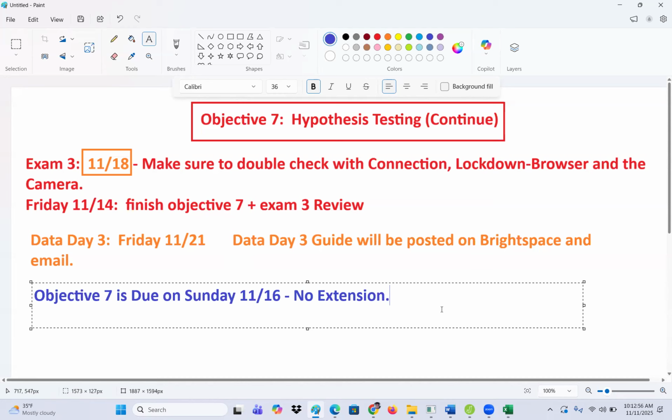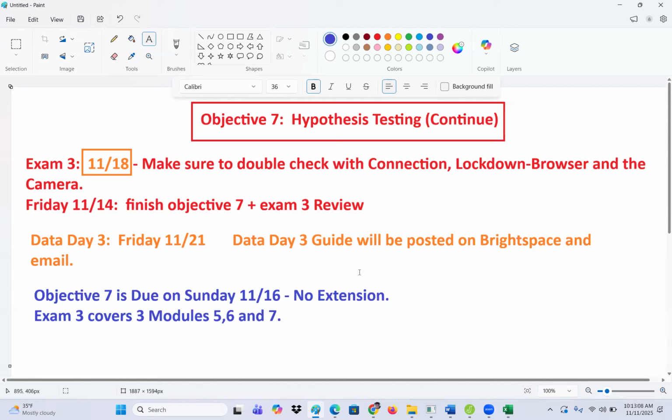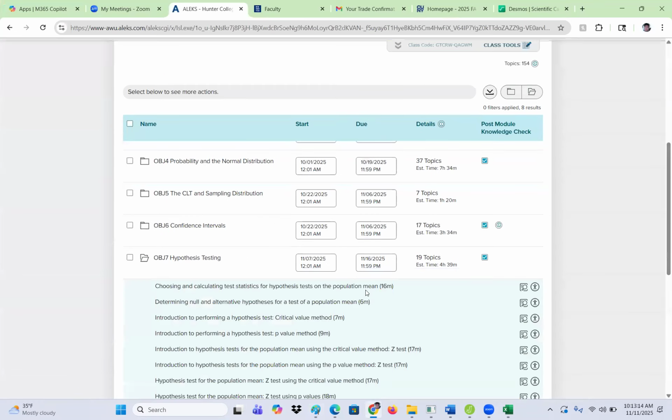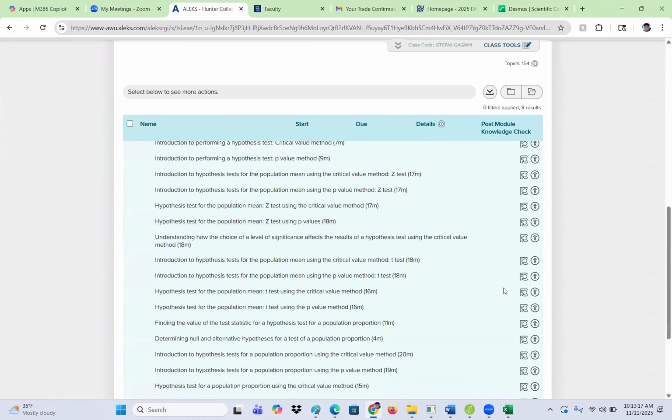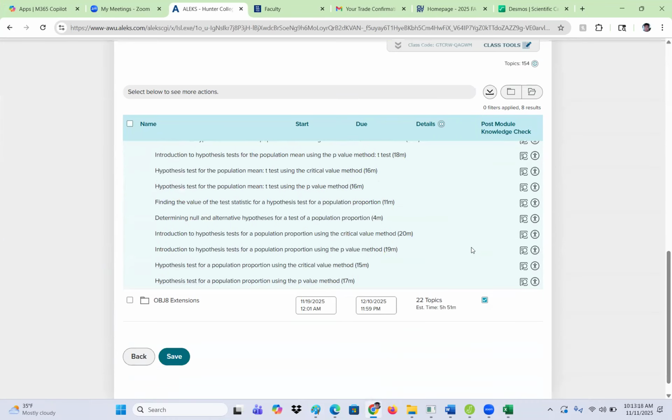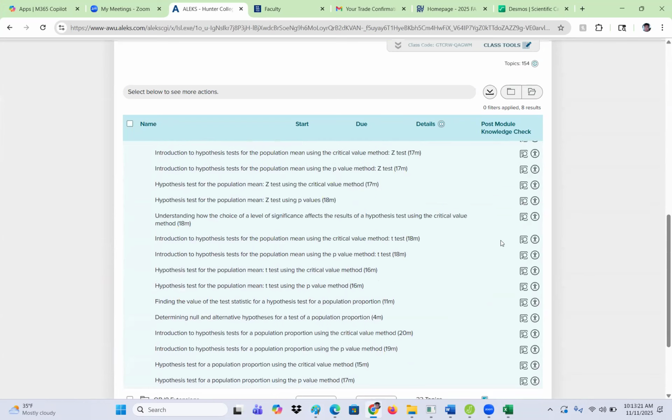And make sure that exam 3 covers modules 5, 6, and 7. Okay. All right, so let me continue on what we have so far, and very likely we have to finish it. There's still a lot of topics, so I need to move forward.